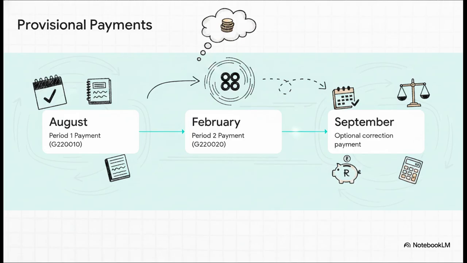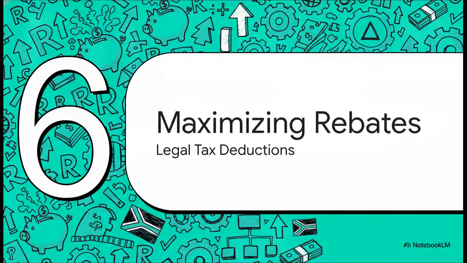Step 1 is your Period 1 payment. This is due in August, and it's cleanly mapped to Ledger G2 20100. Then, Step 2 is the Period 2 payment in February, dropping right under G2 20020. And finally, Step 3 is an optional September payment, just to correct any underestimations you might have made. The beauty here is that using these specific liability ledgers natively aligns your records directly with a SARS ITR12 wizard. You get total 100% clarity on exactly what has been paid and when. No more guessing games.